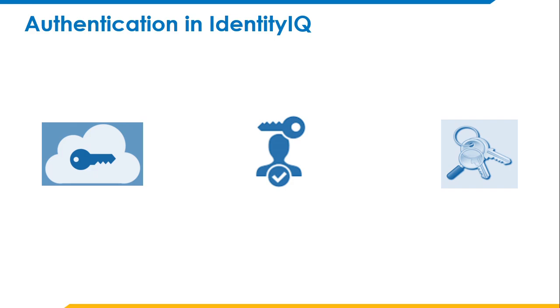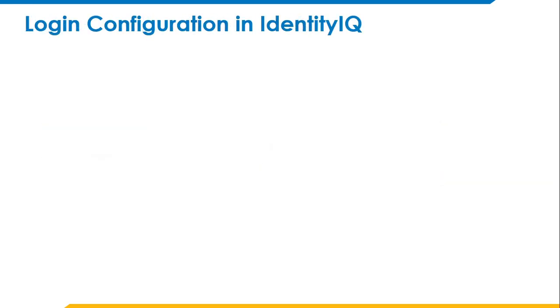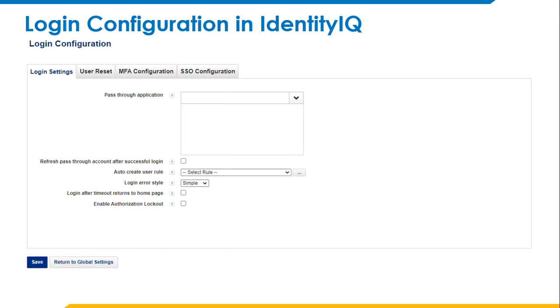Identity IQ can have a combination of the mechanisms mentioned earlier and can be configured in the user interface. Under the global configuration, the login configuration can be found. Under login settings, the pass-through application such as Active Directory can be chosen to enable pass-through authentication. The auto-create user rule defines how to create identities for authenticated users who aren't mapped in the system.